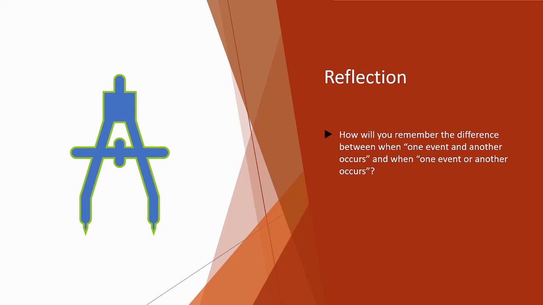So for our reflection today, how will you remember the difference between one event and another occurs, and when one event or another occurs? Go back to our Venn diagrams and the shading and think of how that works.